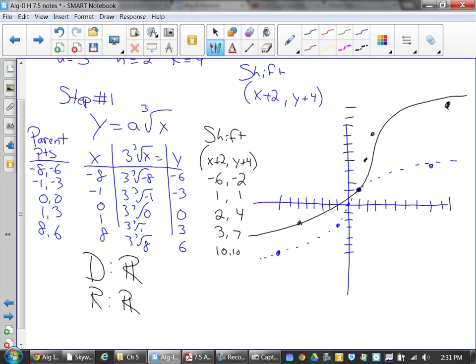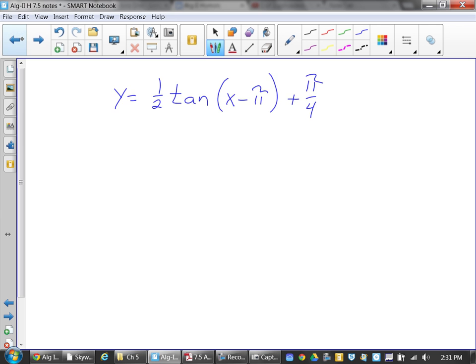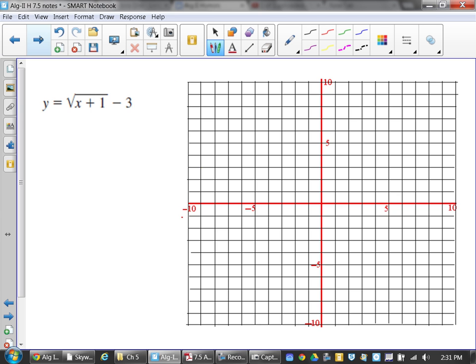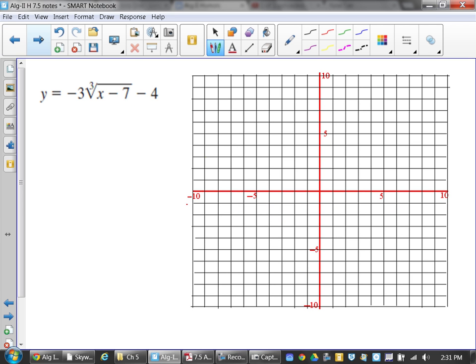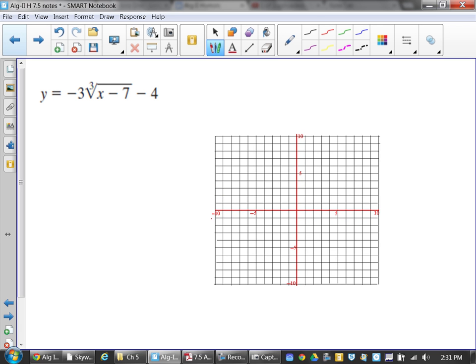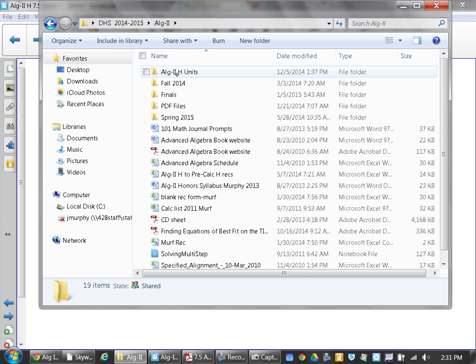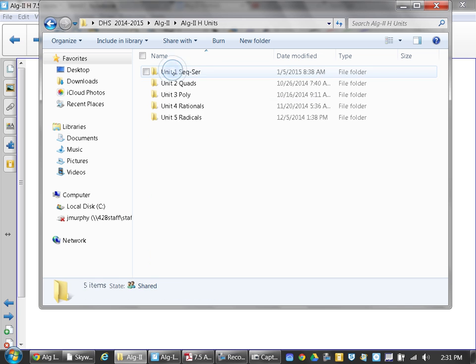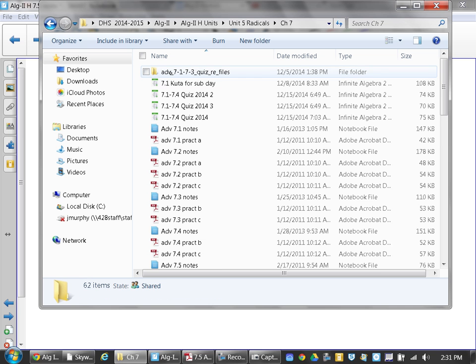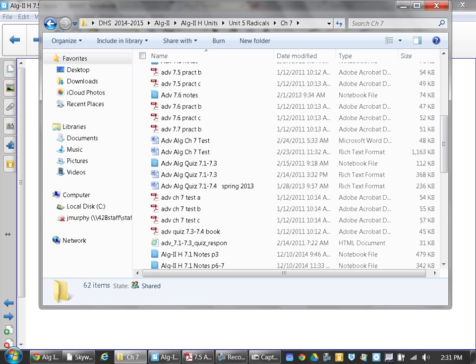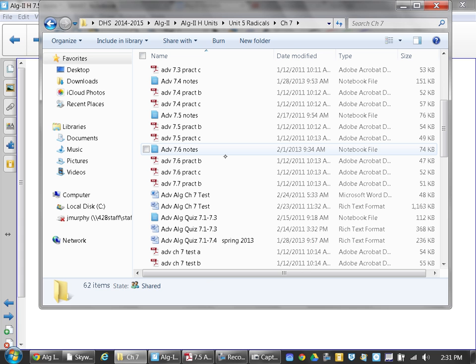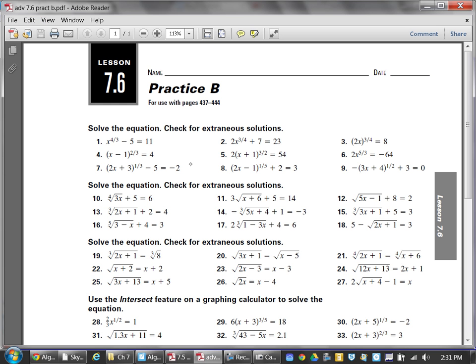You want to try one on your own? No. Yeah. Good. Do this one. These are fractional. You guys are fractional. Thank you. These are too easy. Oh, wrong one.